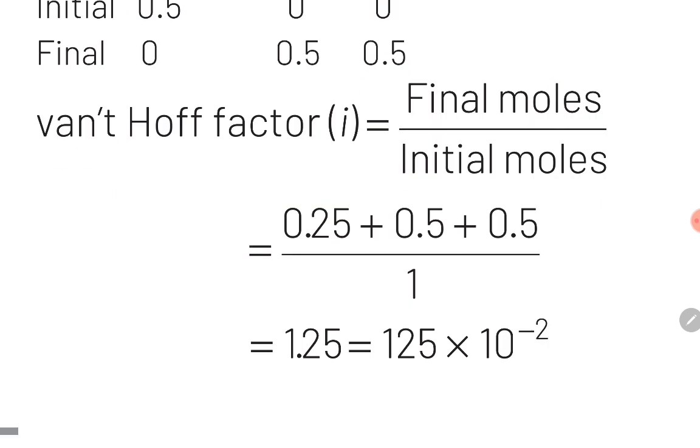So guys, on solving this, we'll obtain the value of Van't Hoff factor as 1.25, which can also be written as 125 into 10 raised to minus 2. So guys, with this we have completed this question. Let's move ahead to the next slide.